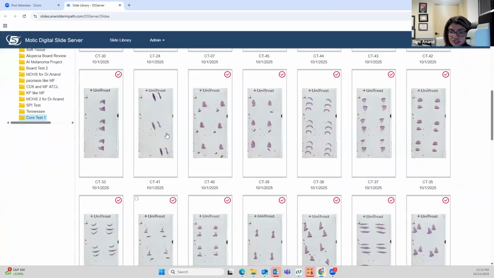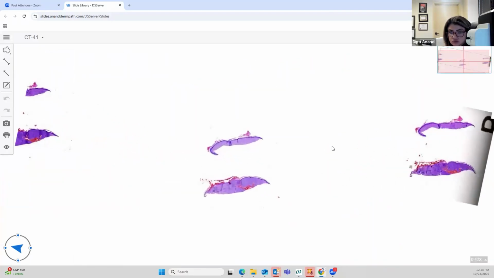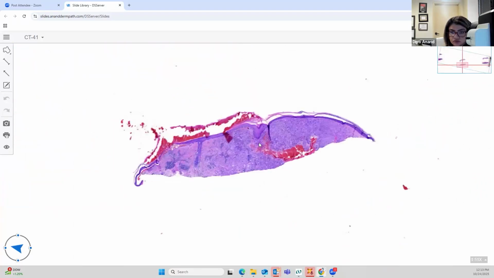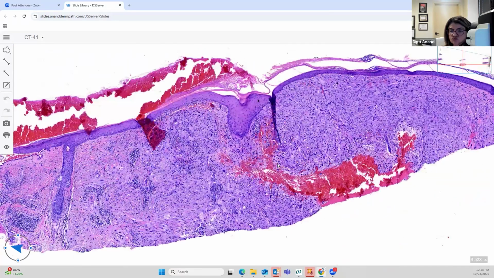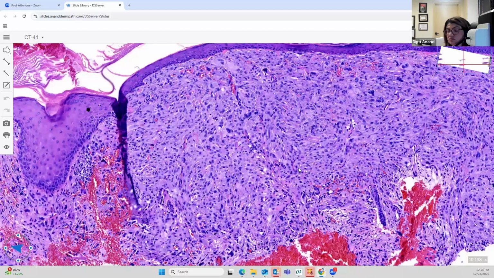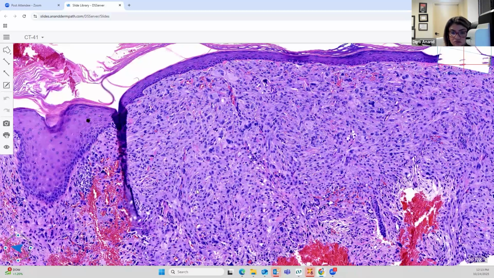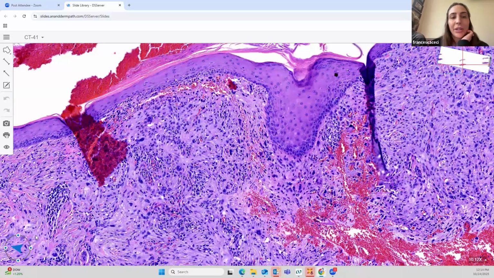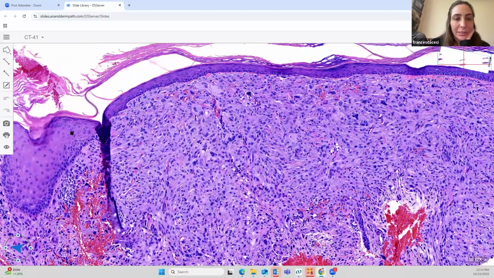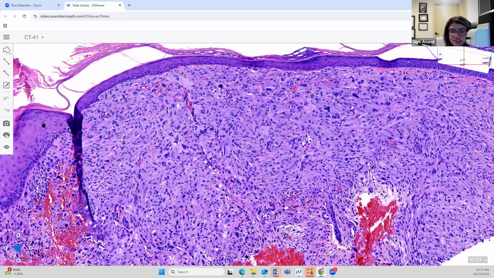Let's go to the next one, which is slide 41. Okay. For this one, you have a big dermal tumor with some giant cells and lots of atypia. So I was thinking AFX. Yep. So this is a really pleomorphic malignant spindle cell neoplasm. You can see these markedly atypical cells.